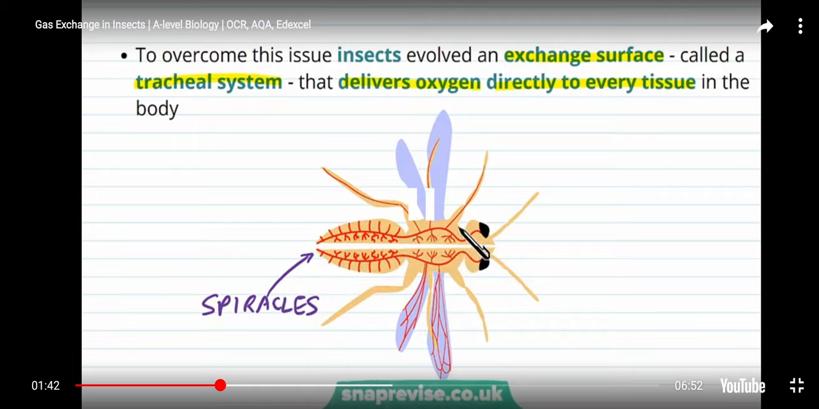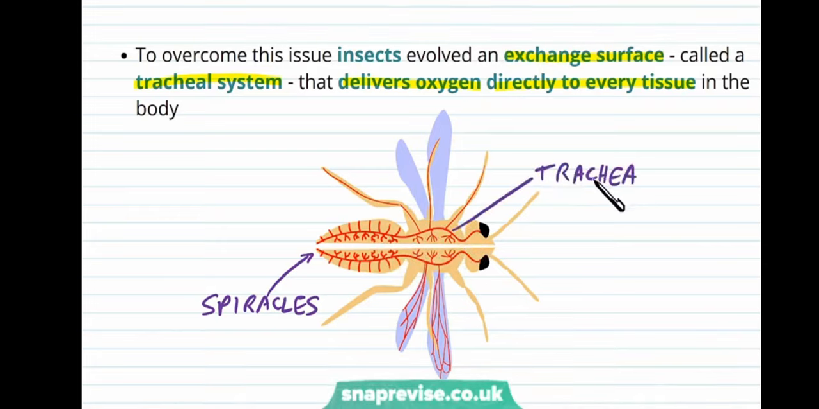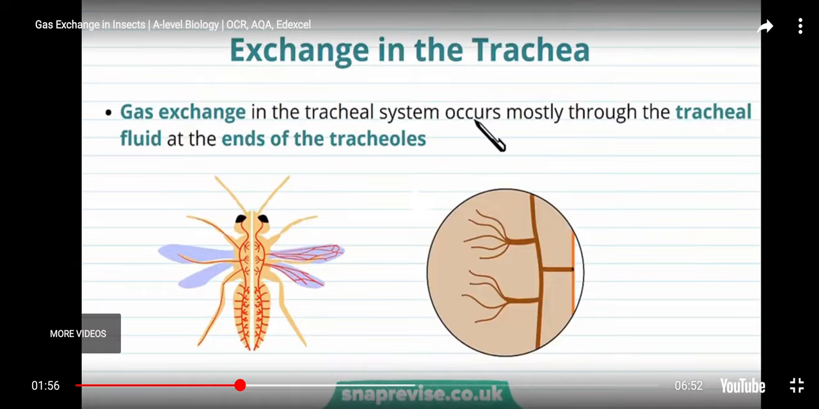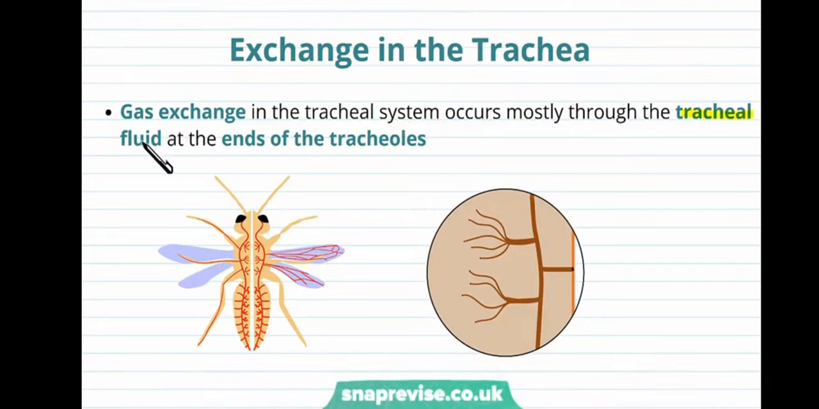Larger airways in the system are called trachea, and these trachea divide into smaller tubes known as the tracheoles. So how does gas become exchanged in the tracheal system? It occurs mostly in fluid at the end of the tracheoles called tracheal fluid, just inside the ends of these tracheoles facing towards the body.